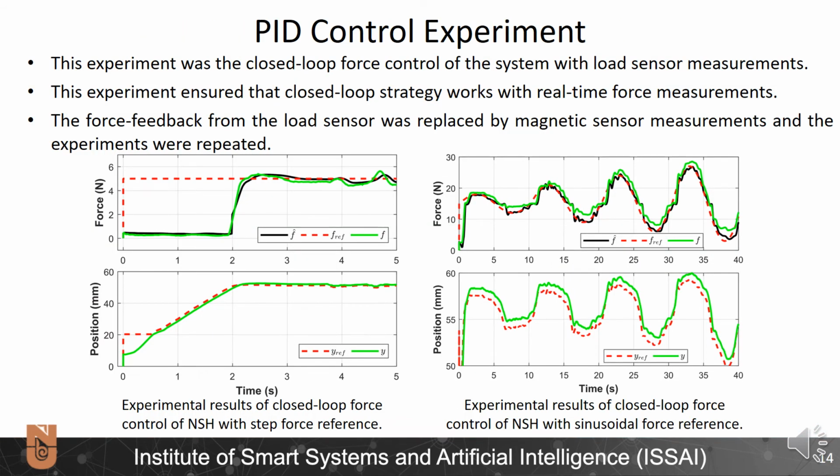This slide shows the experiment where we designed a closed-loop control. In the beginning, we used the load sensor measurements as an input to ensure the ability of the system to operate in real time. Then we replaced load sensor values with magnetic sensor measurements and conducted experiments again. There were step force reference and sinusoidal force reference experiments.